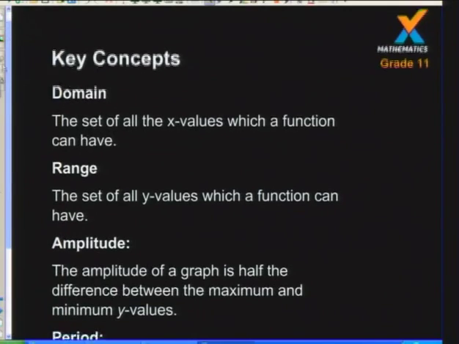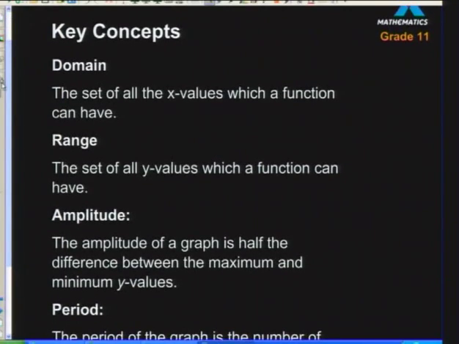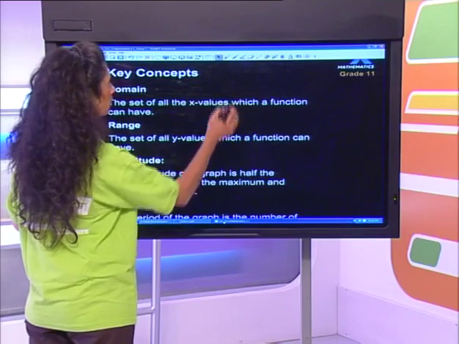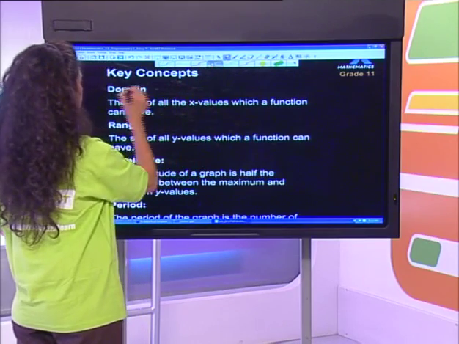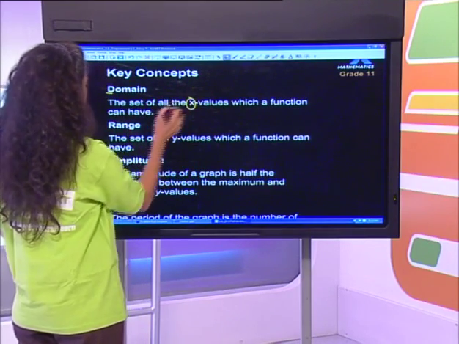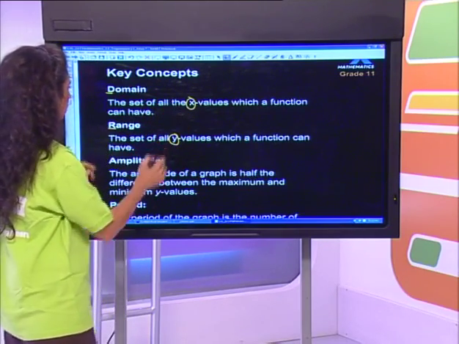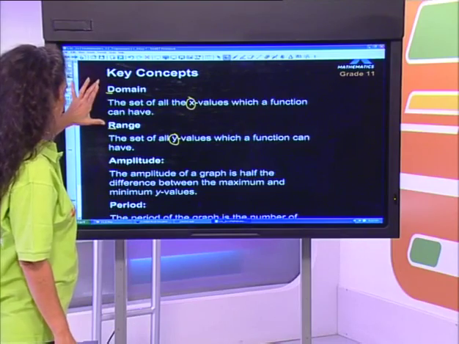What are the key concepts? And you've heard these words before, so just to revise them, domain is the set of all the x values which a function can have. And in terms of trigonometry, we're looking at how many degrees a function can take on. The range is a set of all y values which a function can have. So domain is the x, and if you remember that domain starts with a D, and that stands for our x values. Range starts with an R, and that's for our y values. So x, y, domain, range, so that you don't get those two words mixed up.